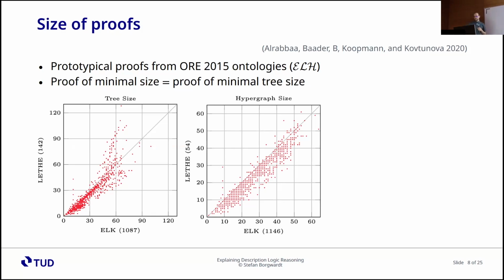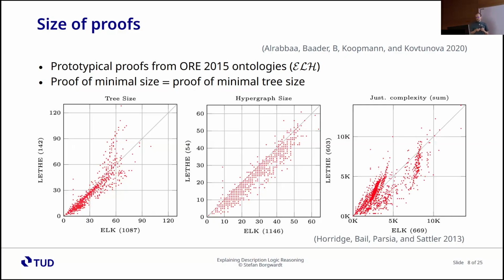And ELK often has to do more, but simpler steps. If you look at tree size, this is a bit more mixed. So there you have to basically count multiple nodes several times, one node several times sometimes, and then it's generally still, in most cases, smaller, but sometimes it can also blow up a little.